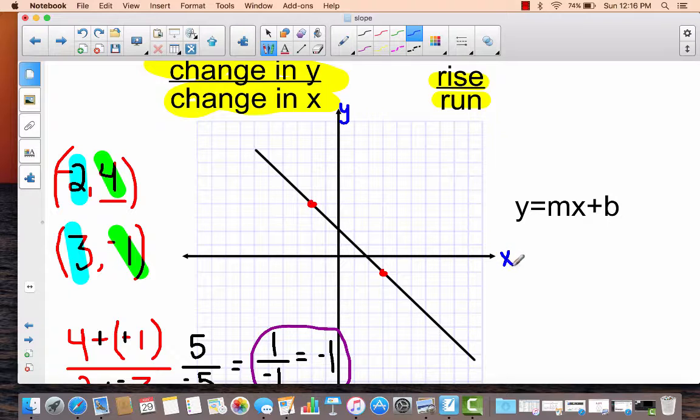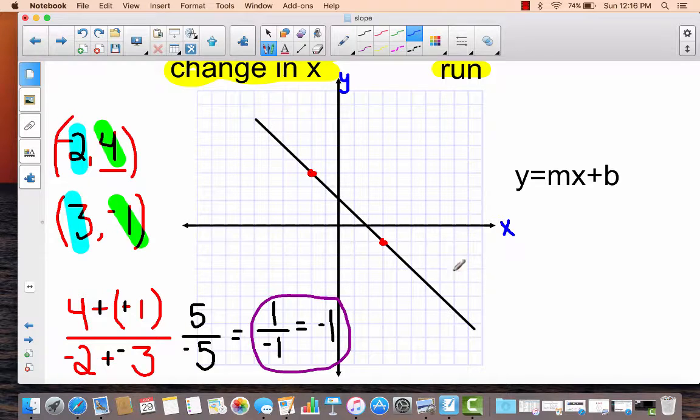When you write slope, typically speaking, your final answer is a fraction. Okay, so you have 1 over negative 1 here. And what this means is this is telling me if I'm at a point on my line, how do I get to the next point? What directions do I follow?